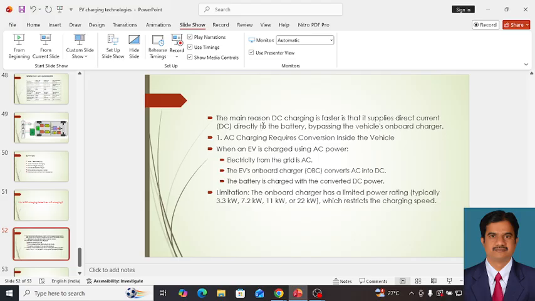Here it is shown. The main reason for DC charging being faster is that it supplies direct current directly to the battery, bypassing the vehicle's onboard charger. This is the first reason. AC charging requires conversion inside the vehicle. When an electric vehicle is charged with AC power, the electricity from the grid is AC. The EV's onboard charger converts AC into DC. The battery is charged with the converted DC power. That's why it takes much more time to charge the battery in level 1 and level 2, where the vehicles are using the onboard charger. The onboard charger is absent in the case of DC fast charging.